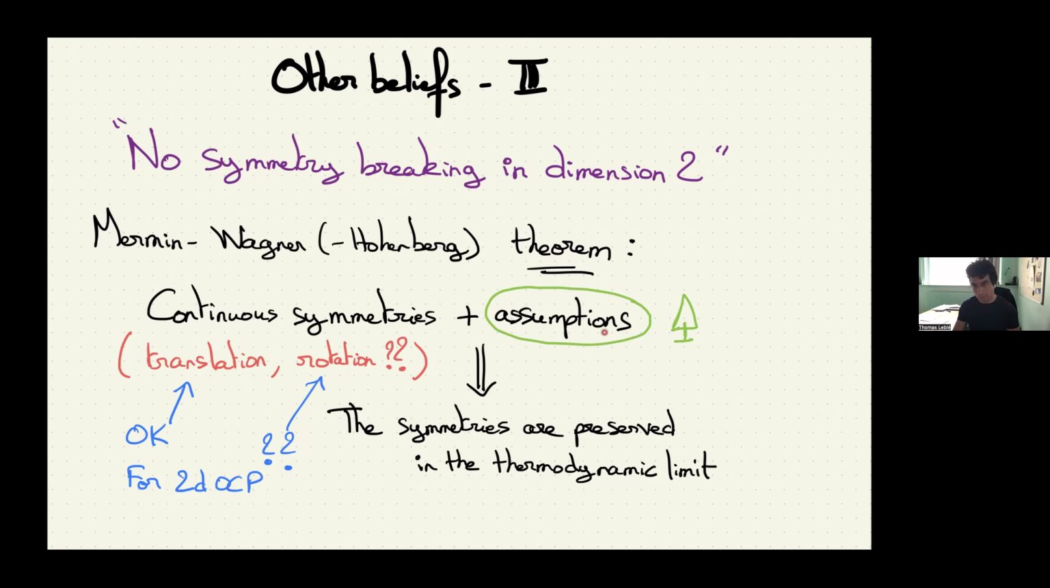But you need some assumptions on the range of the interactions, and typically Coulomb does not satisfy the assumptions. So it's unclear whether this theorem applies or not to the 2D OCP. So it's not clear whether we can say this or not. What I will explain later is that it does apply for translations. The translations are not broken for the 2D OCP.